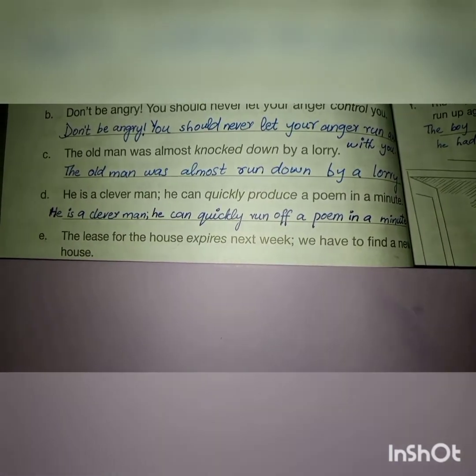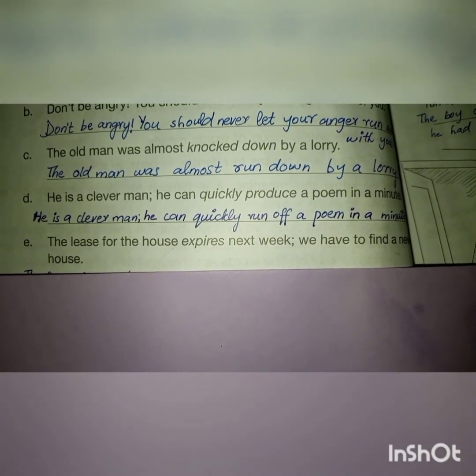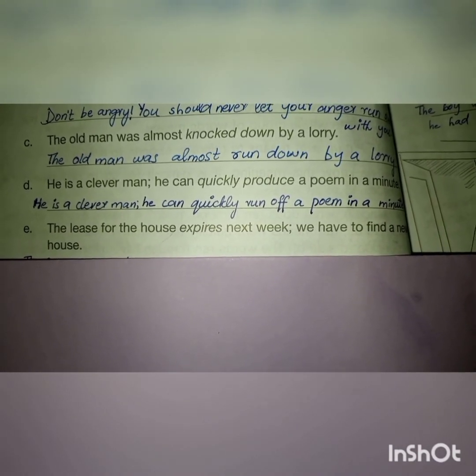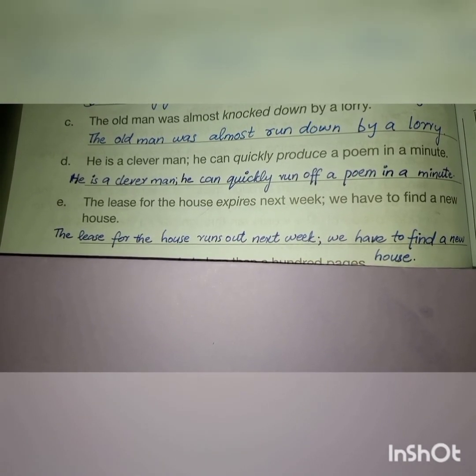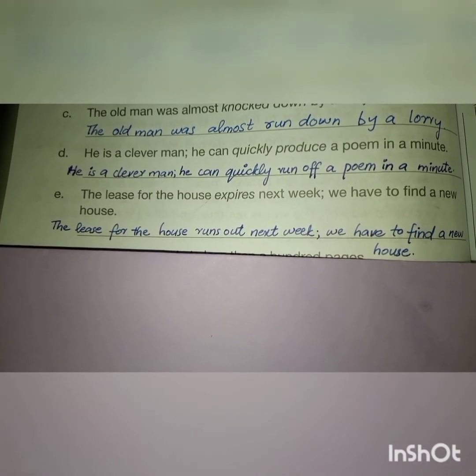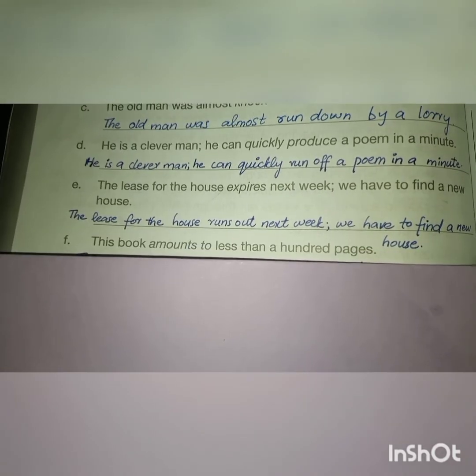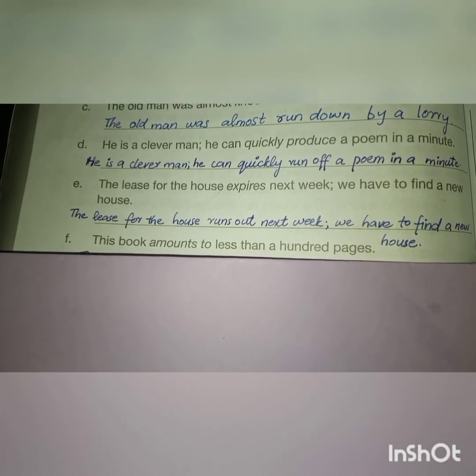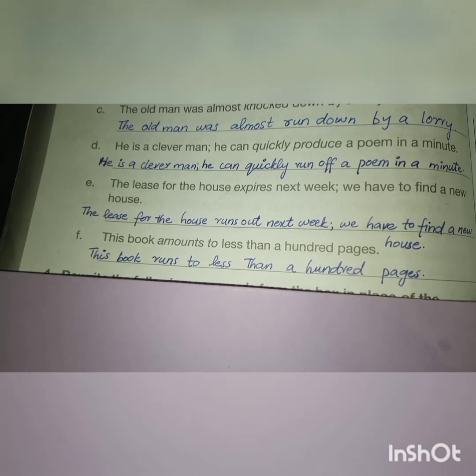The next sentence is, the lease for the new house expires next week. We have to find a new house. In place of expires, we can use the idiom run out. The lease for the house runs out next week. We have to find a new house. This book amounts to less than 100 pages. This book runs to less than 100 pages.